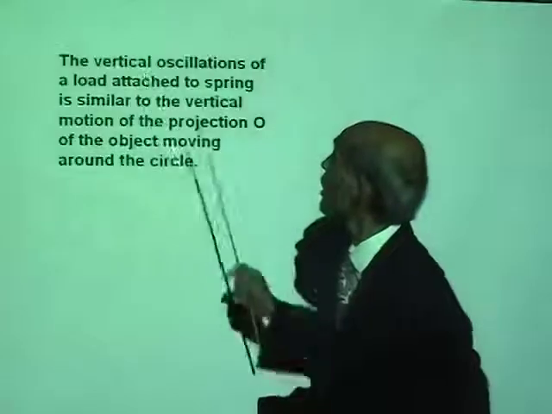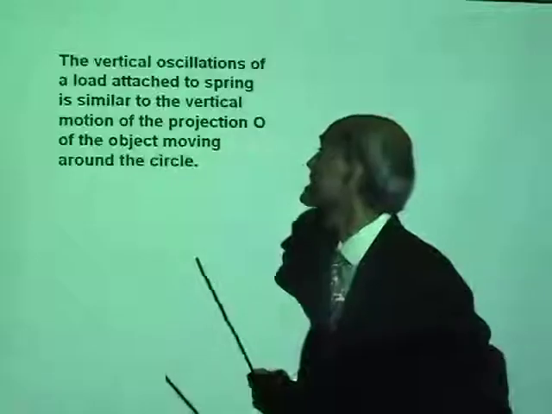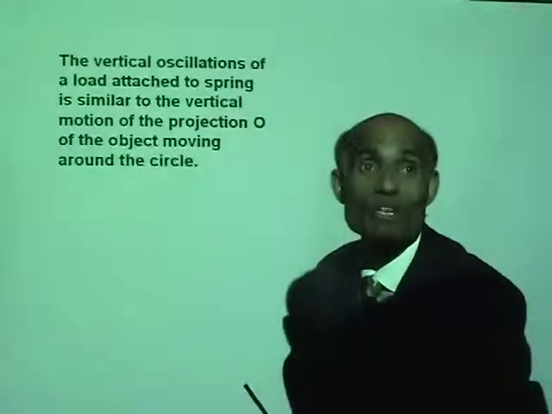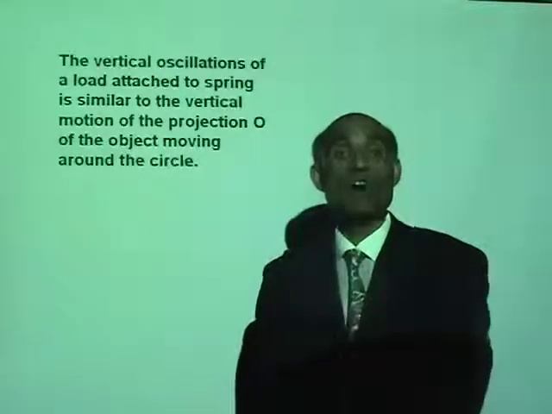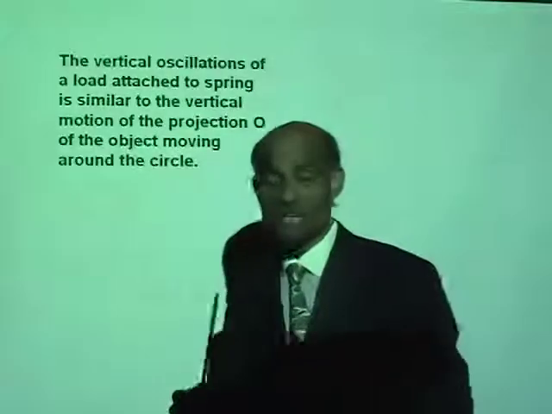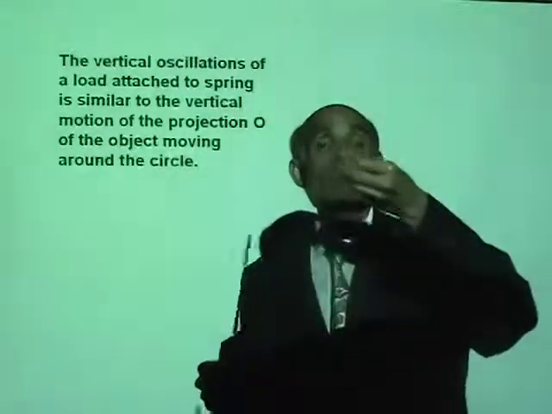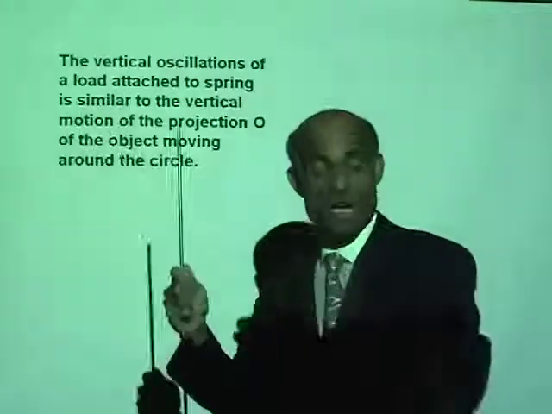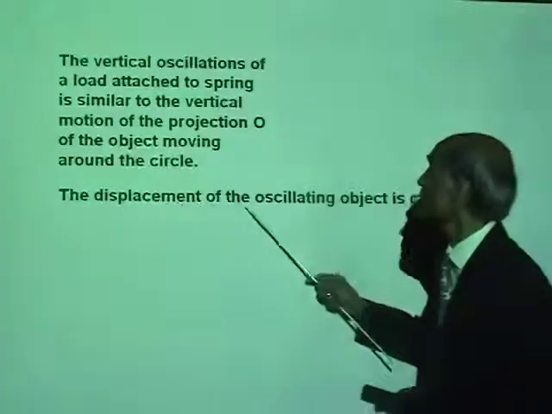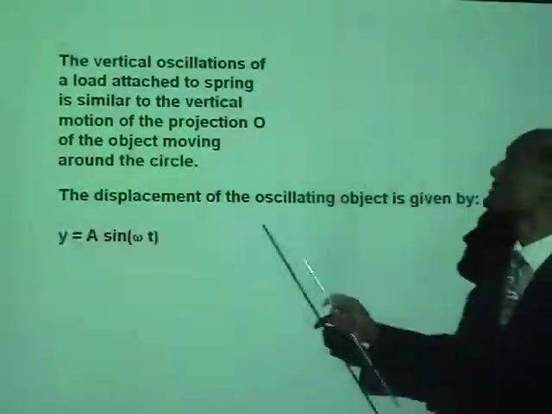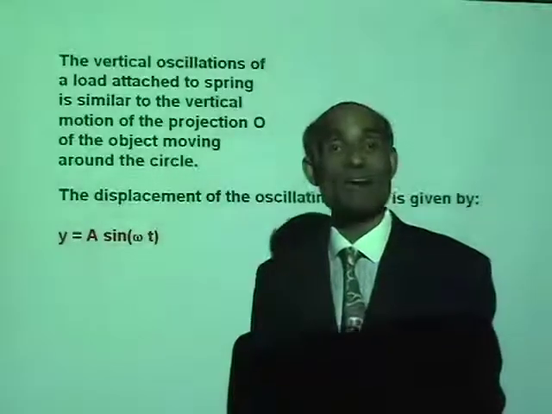Now, the vertical oscillations of a load attached to a spring is similar to the vertical oscillation of the projection. You see, the oscillations of the projection O is exactly the same as the oscillations of the loaded spring. Therefore, we can take that equation and use it for the loaded spring. The displacement of the oscillating object is given by, therefore, y equal to a sine omega t.